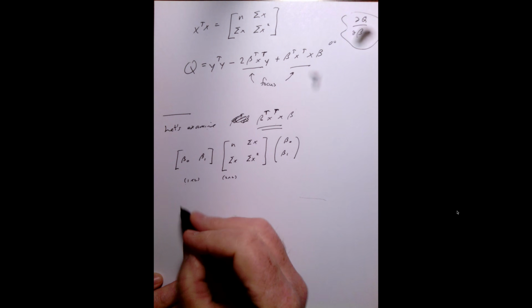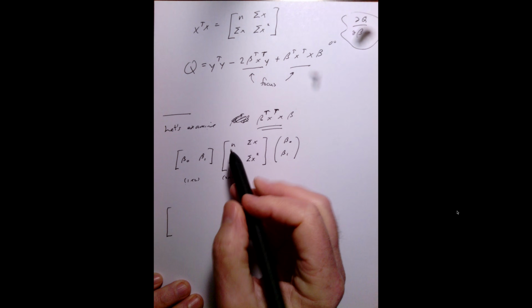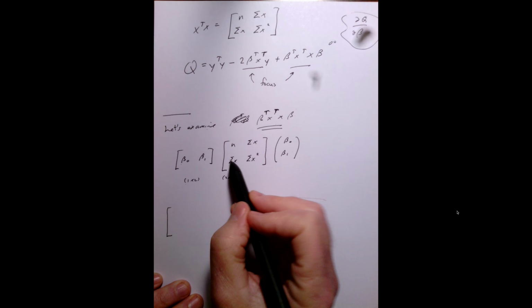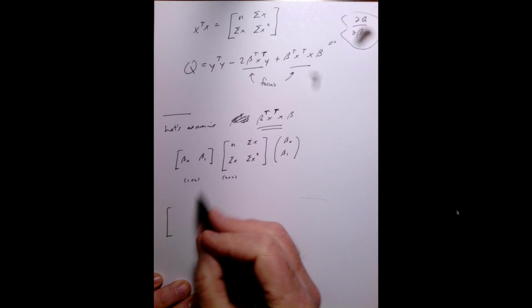Well, I'm going to take a linear combination of this. So I'm going to take row 1, column 1. So I have B0 times n plus B1 times the sum of the x's.